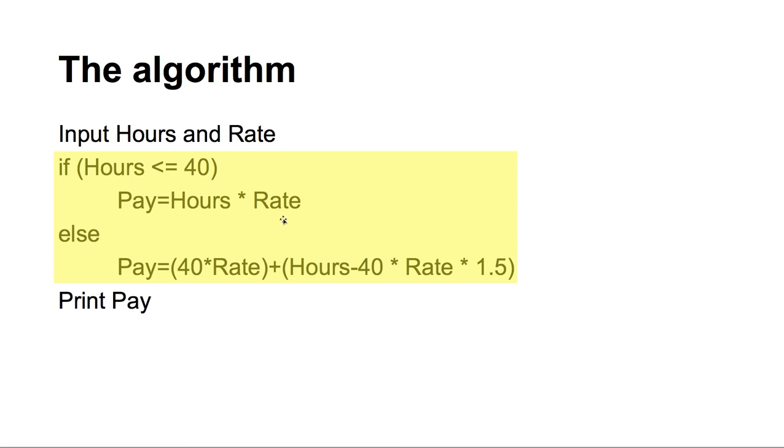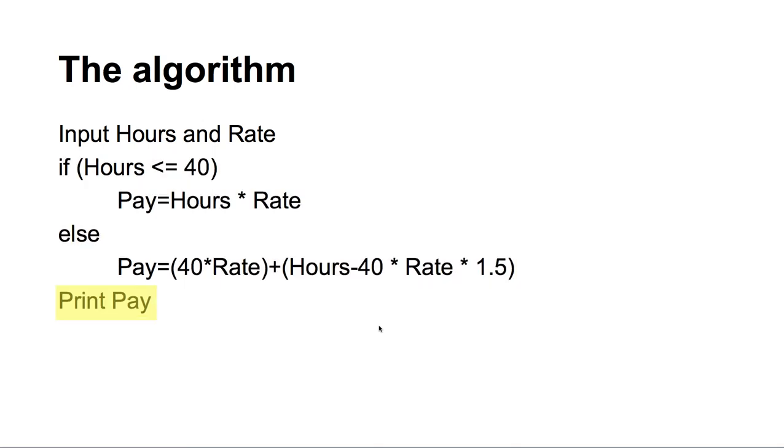In all cases, one of those things is calculated, and you'll notice that we deal with one situation where they've worked 40 or fewer hours with a specific condition, and then let the else deal with everything else. And this is a very powerful structure as it allows us to generalize the algorithm to many possible inputs.